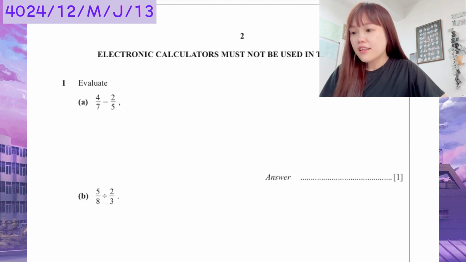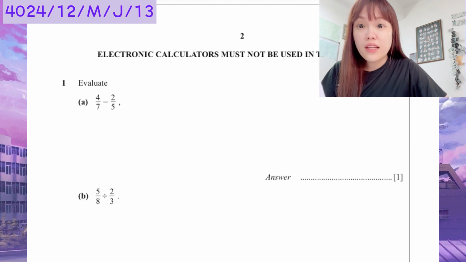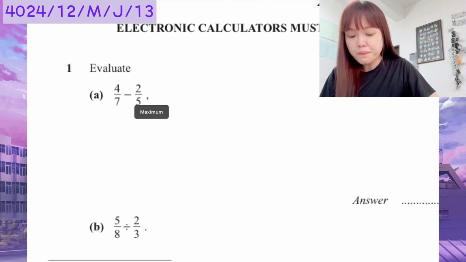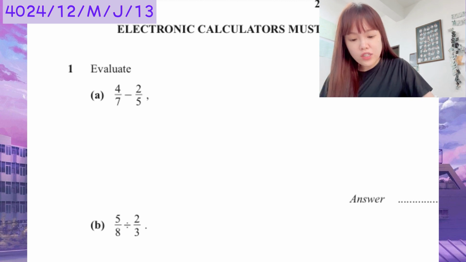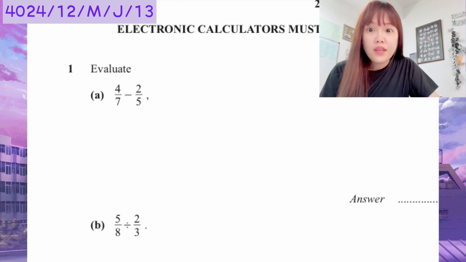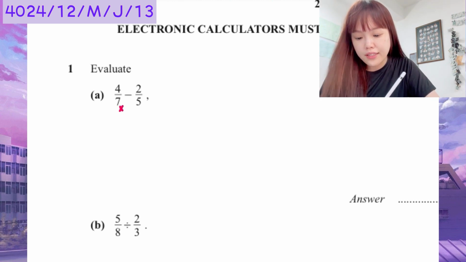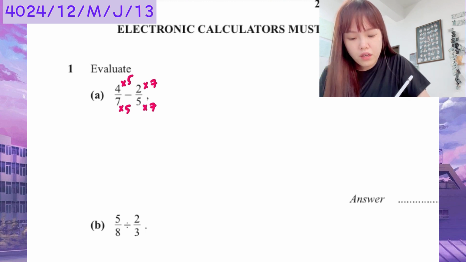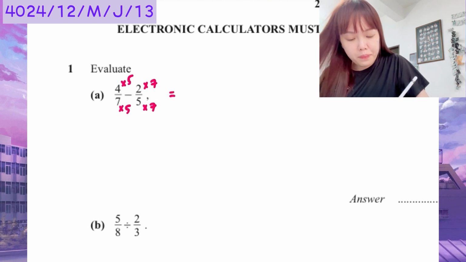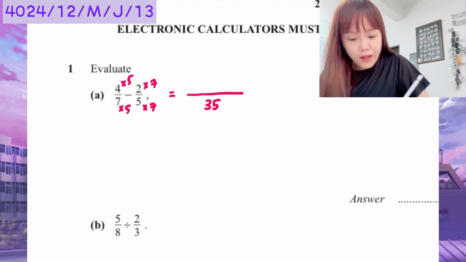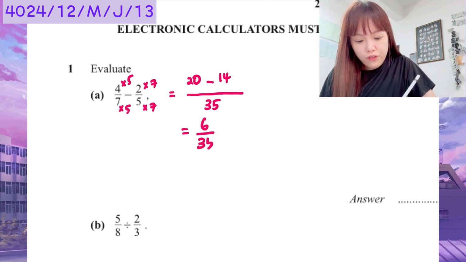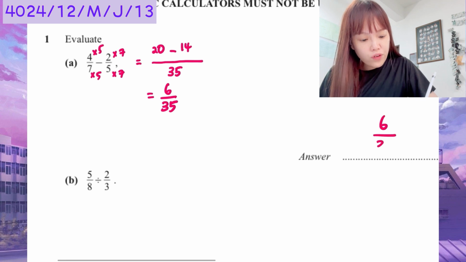Right, so question 1. This is paper 1. You are not allowed to use a calculator. So question 1, we have a fraction minus a fraction. For plus or minus, what we do is we make the denominator the same. So I times 5 times 5, and here I times 7. So my denominator is the same. The one at the bottom will become 35, and then 4 times 5 is 20, minus 2 times 7, 14. So 20 minus 14 is 6 over 35. So the answer is 6 over 35.